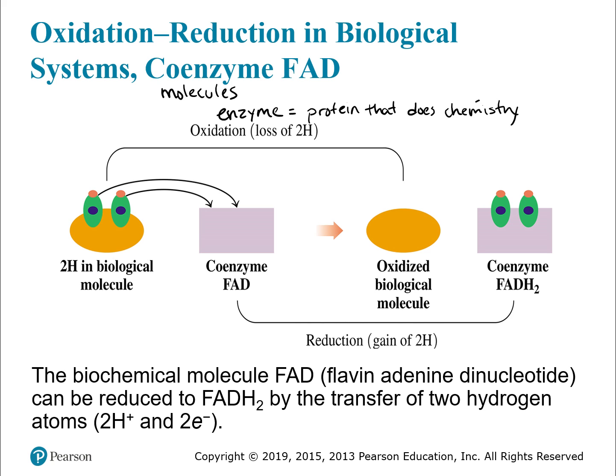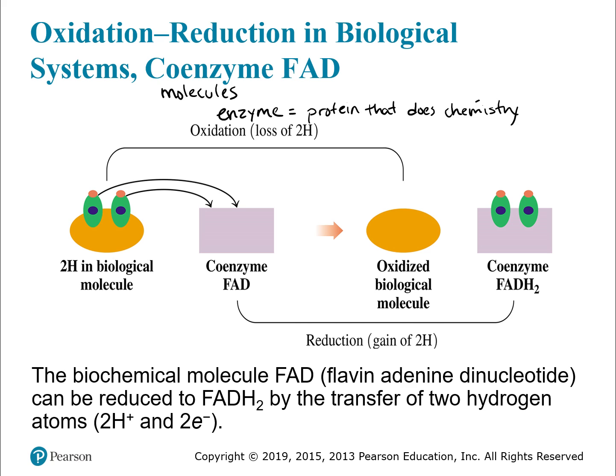And that FAD molecule can be reduced by taking on 2 hydrogen atoms, and it becomes FADH2. It can then give those electrons up and become oxidized again. It helps enzymes do complex chemistry that they couldn't normally do. Now, I'm a biochemist, so this stuff is kind of my bag, but we're not going to stay on here because it could get complicated real quick.